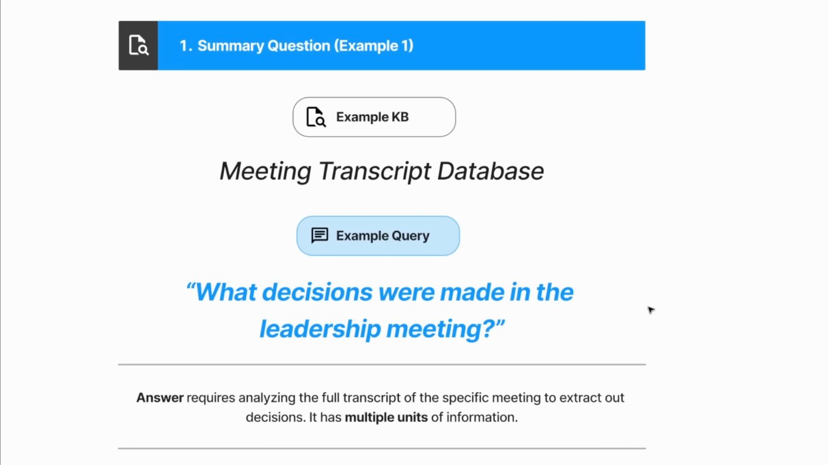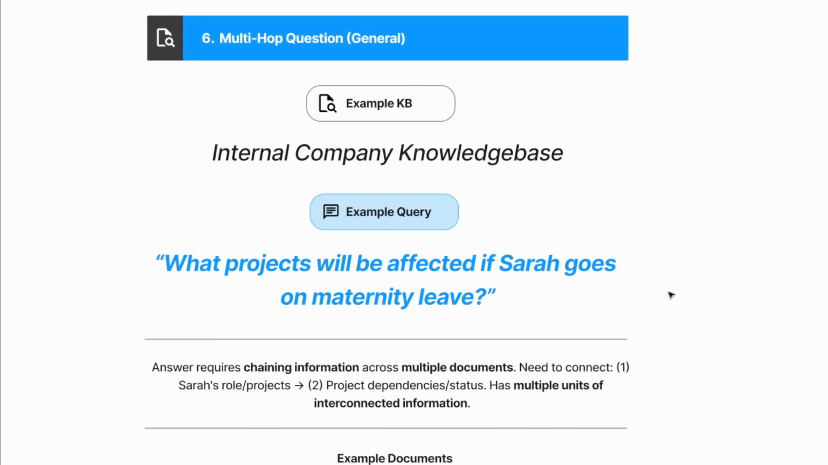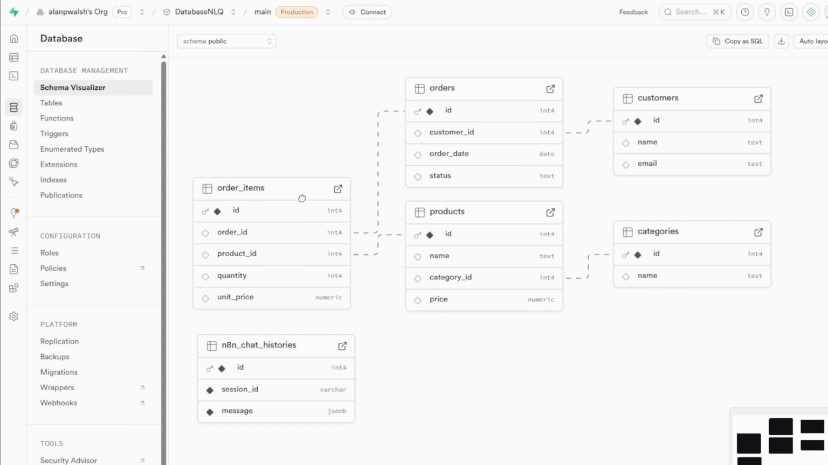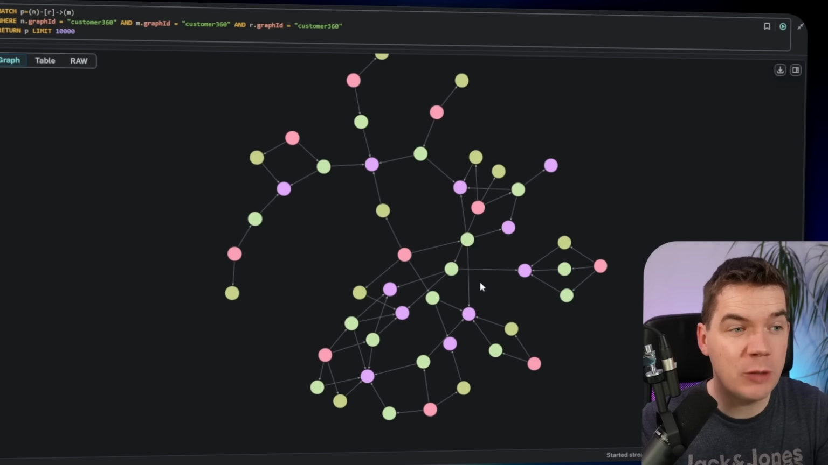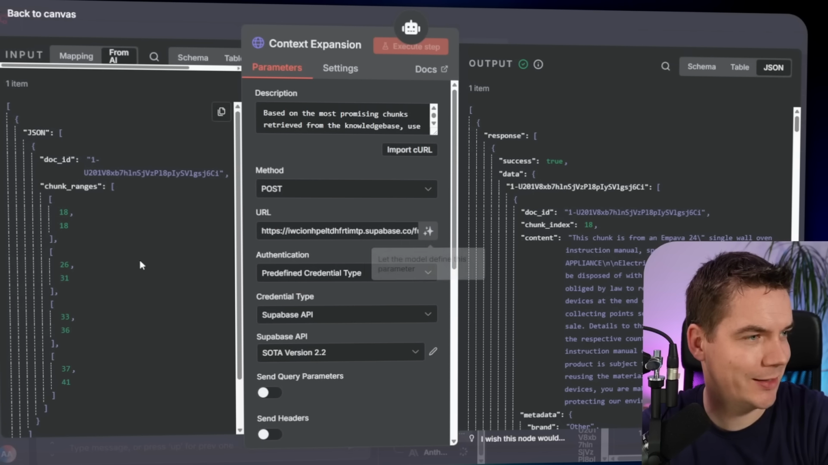So in this video, I'll show you 9 real-world examples of types of questions where vector search fails, and I'll demonstrate the retrieval strategies that actually work in these examples. As I said, vector search isn't bad, it's just one tool in the toolbox. There's a lot more to RAG, so let's get into it.